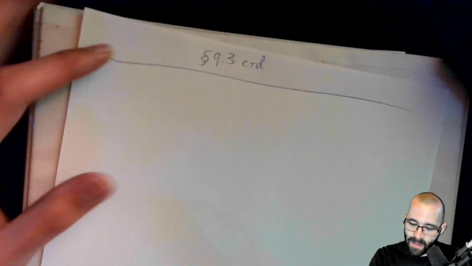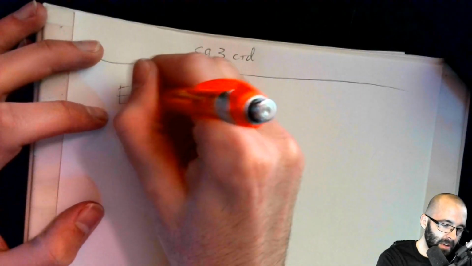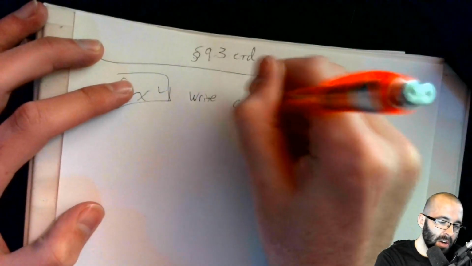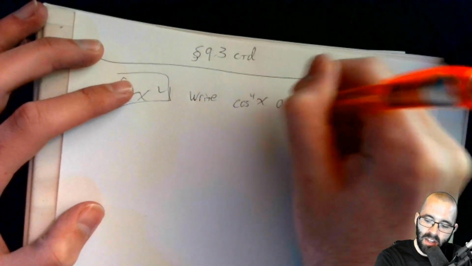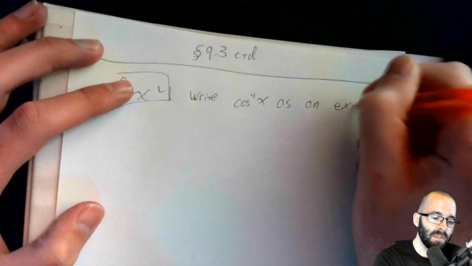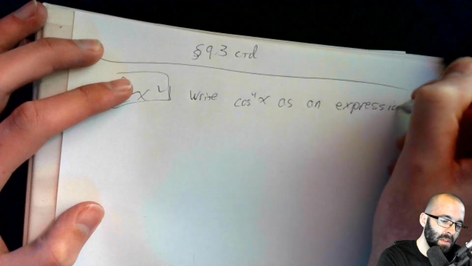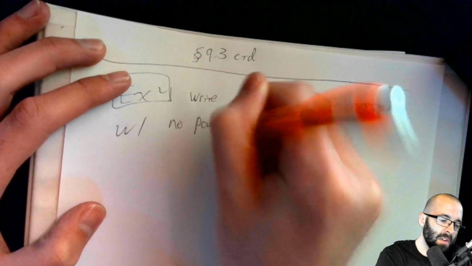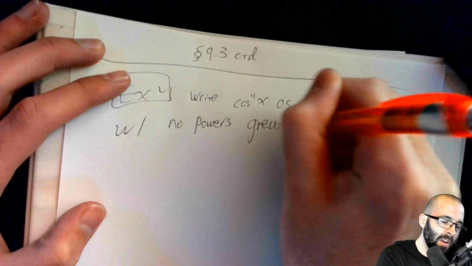We're on example 4. Write cosine to the fourth of x as an expression with no powers greater than 1.